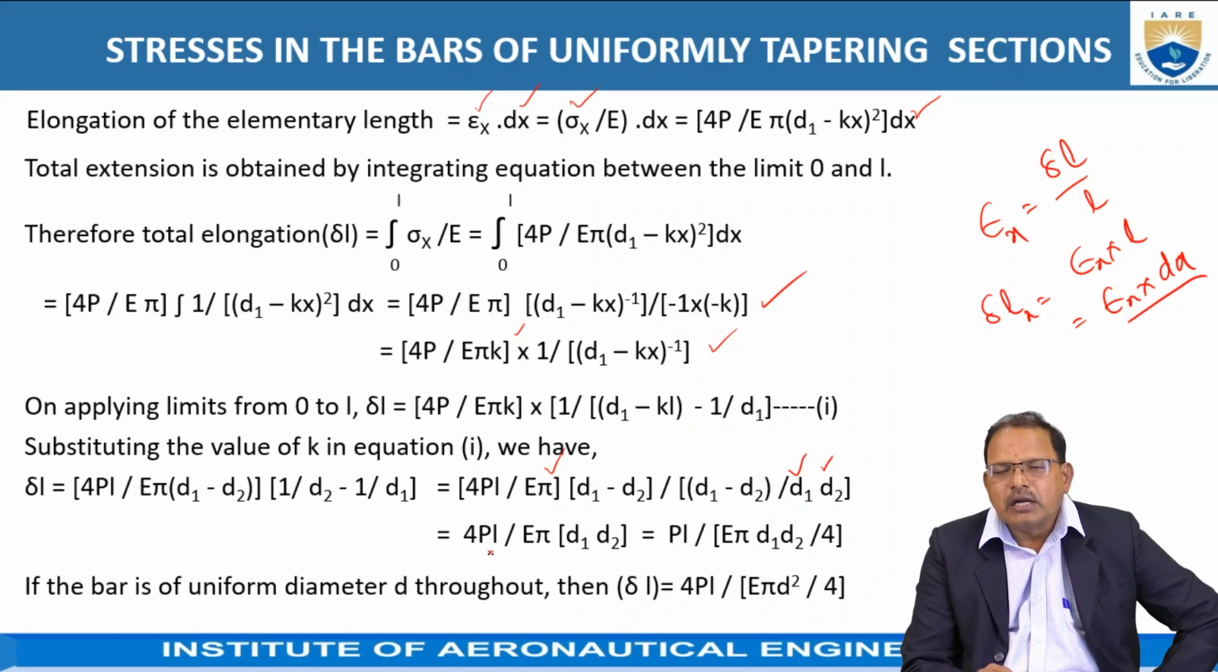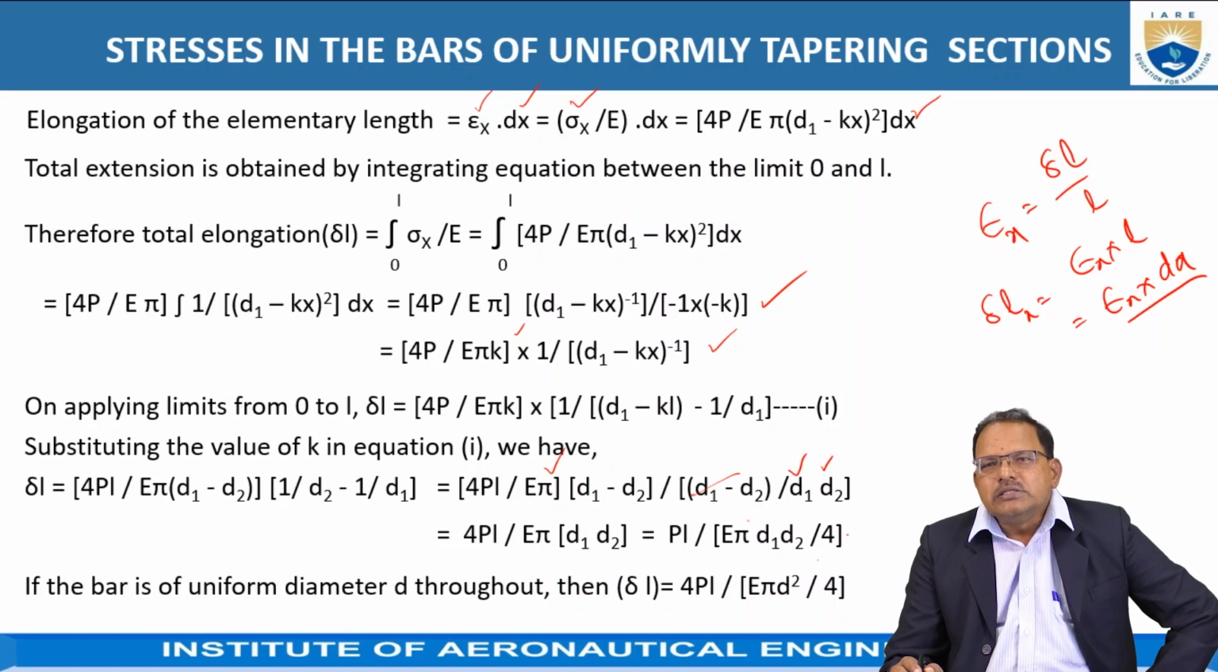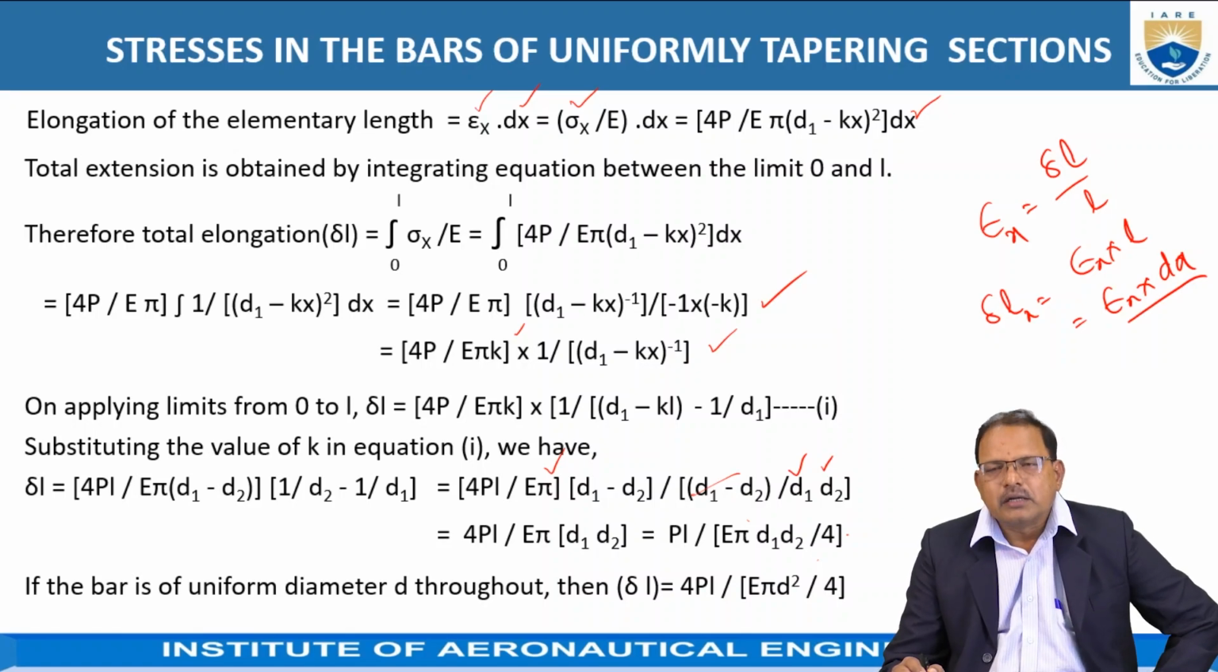From this relationship we get 4PL divided by E pi d1 d2. Finally, the terms cancel, and it can be written as P into L divided by E into pi d1 d2 divided by 4. This is the equation applicable for the determination of elongation produced in the tapering section of the bar.